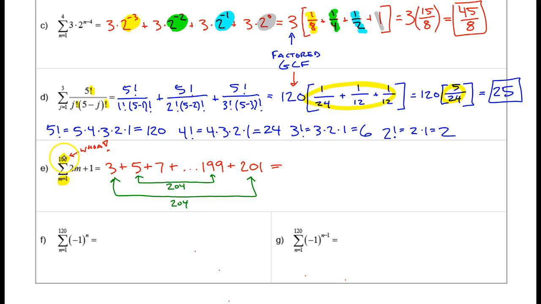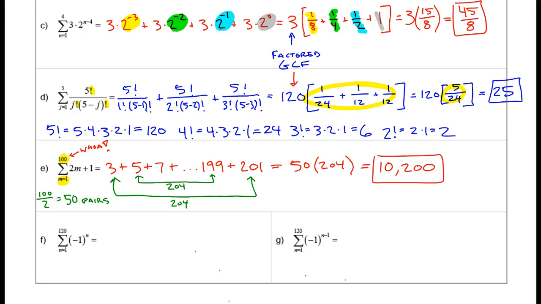Now, this sequence has 100 terms in it. If I do 100 divided by 2, because that's how many of the terms I'm including in each sum, that's 50 pairs. So this pattern of 204 has 50 pairs. So the sum of this sequence is going to be 50, number of pairs, times 204. And that gives me a final answer of 10,200. So that's a pretty nifty way to add up a sequence of terms, especially when there's a whole bunch of them. We don't have to do it manually if we look for a pattern there.